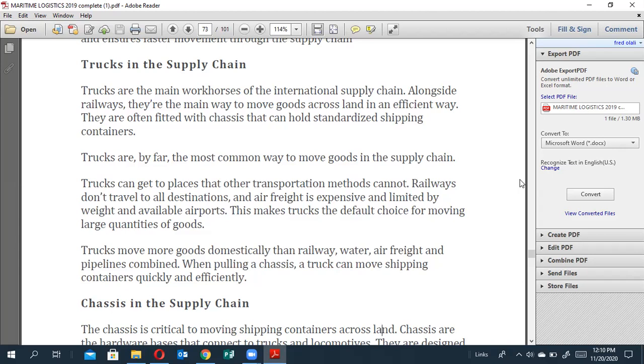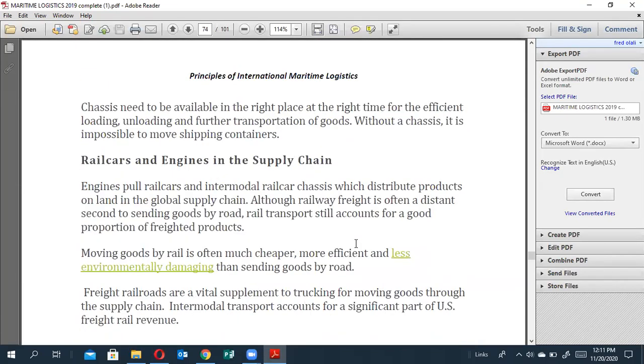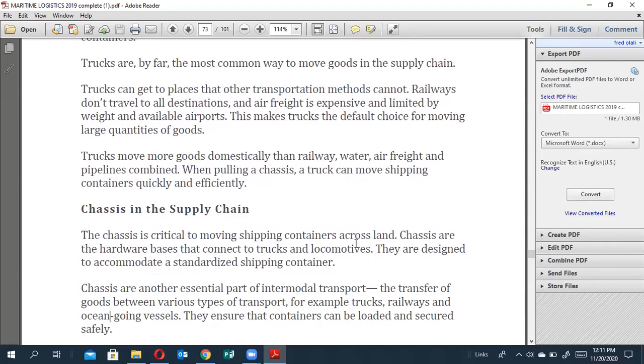So when pulling a chassis, a truck can move shipping containers quickly and efficiently. Then chassis in the supply chain. The chassis is also critical to moving shipping containers across the land. Chassis are the hardware bases that connect trucks to locomotives. The containers are normally placed on the chassis, so they are designed to accommodate standardized shipping containers.